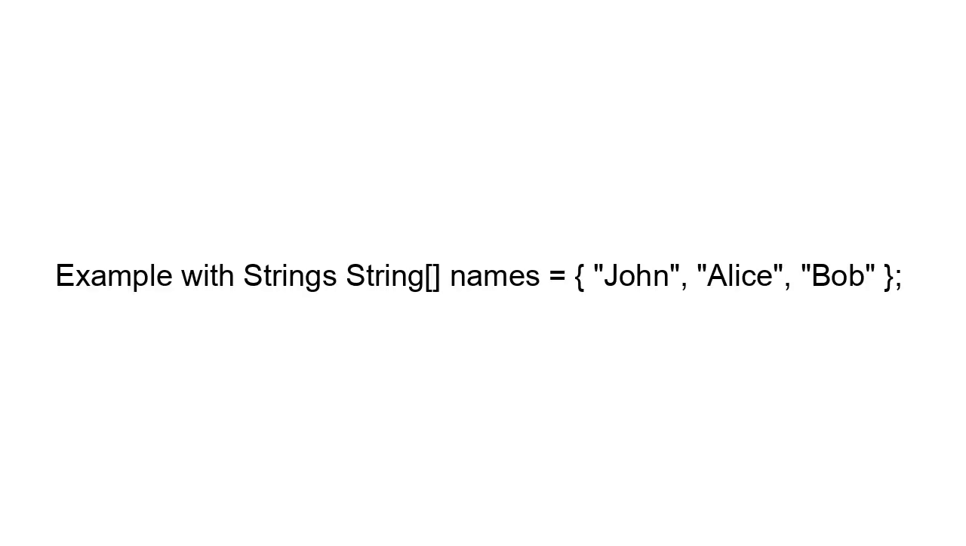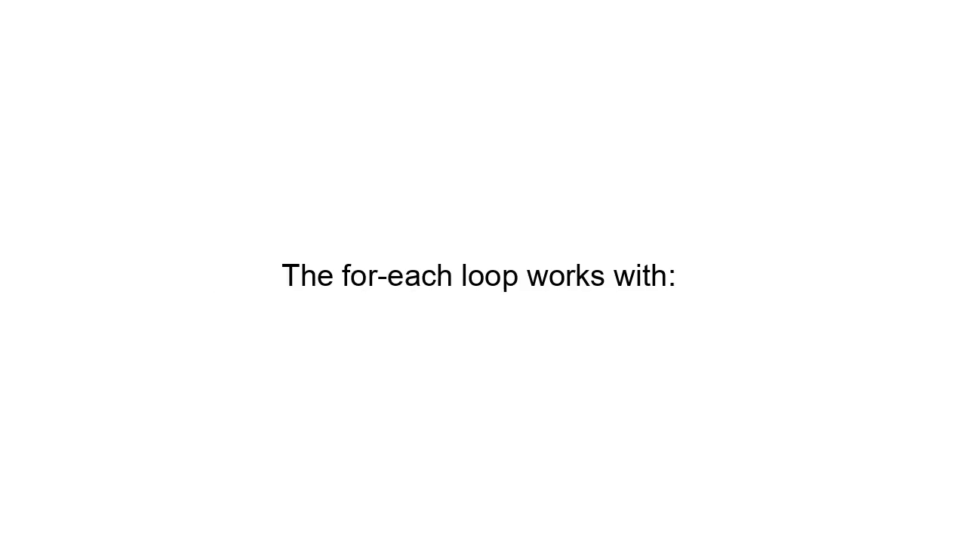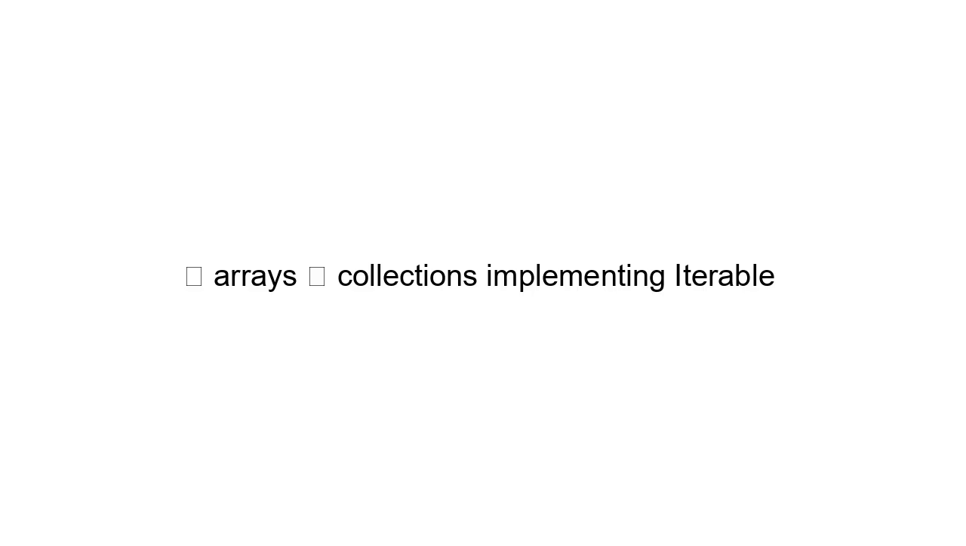Example with strings: String[] names = {"John", "Alice", "Bob"}; for (String name : names) System.out.println(name); Output: John, Alice, Bob. Using for each with collections. The for each loop works with arrays and collections implementing Iterable.